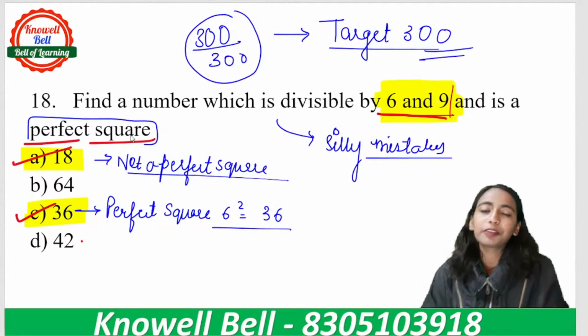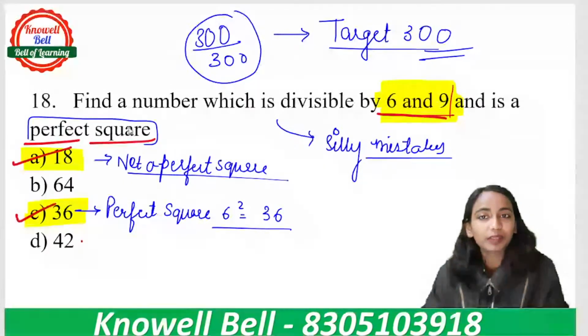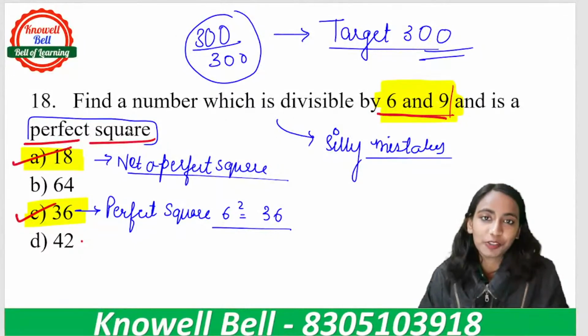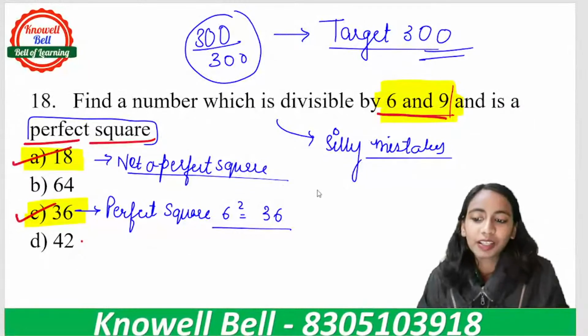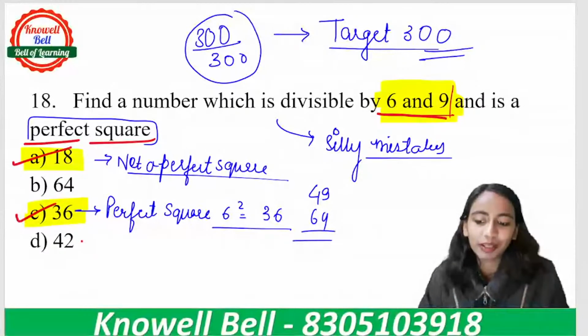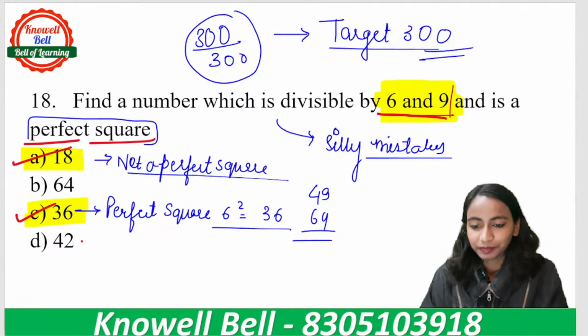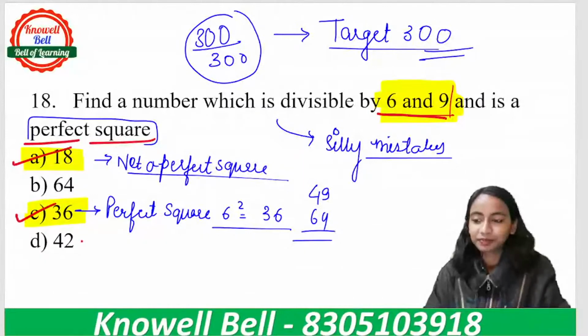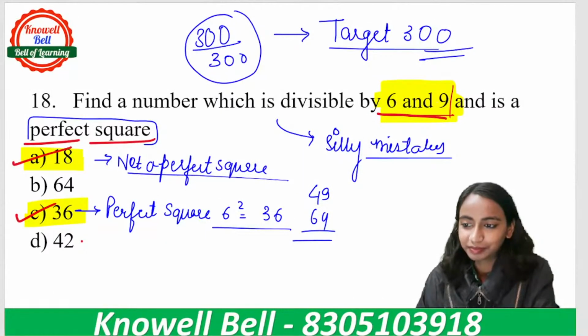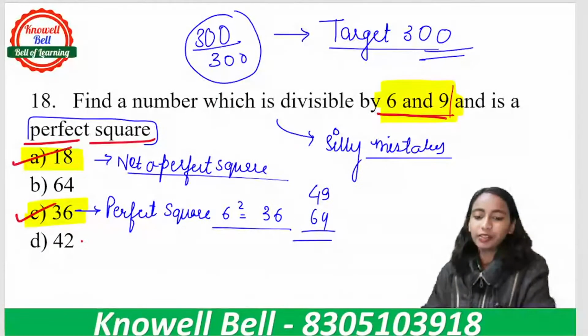What are perfect squares? Perfect squares are such numbers that are the square of any natural number, okay? 36 is a perfect square, 49 is a perfect square, 64 is a perfect square. All of them are perfect squares, okay? Clear, Rashi? Yes, ma'am.